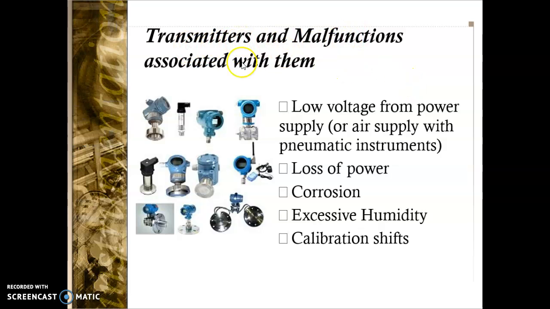Then we talk about transmitters and malfunctions. These are all the different types of transmitters you can come into contact with daily. You could have a low voltage from the power supply, or you might have an instrument air supply problem. You could have a loss of power. This loss of power we've talked about with the voltage. Remember, your zero starts at 4 milliamps, and on an air supply, your zero starts at 3 psi. So if you lose power or you lose air, you'll know that that's more than likely the loss of power and not just an instrument reading low or reading incorrectly. You can have corrosion. Again, excessive humidity helps contribute to corrosion in different areas. And you can also have a calibration shift, and we're going to talk more about that in a little bit.